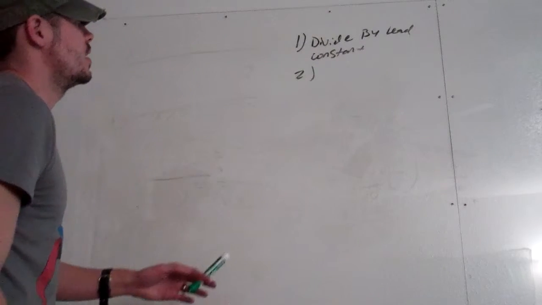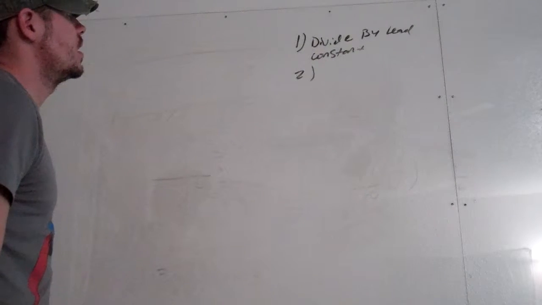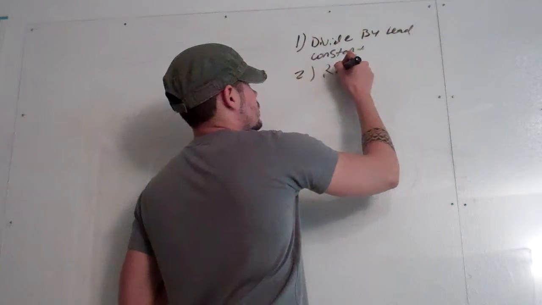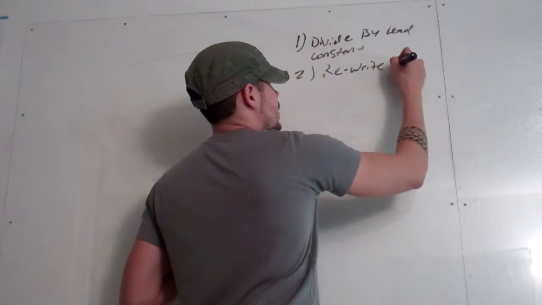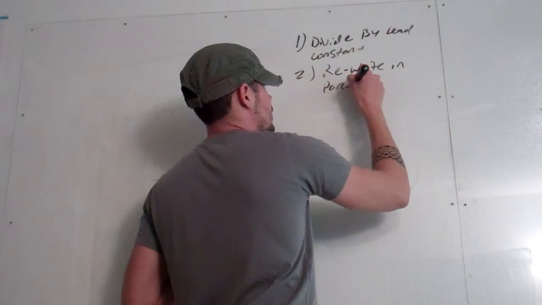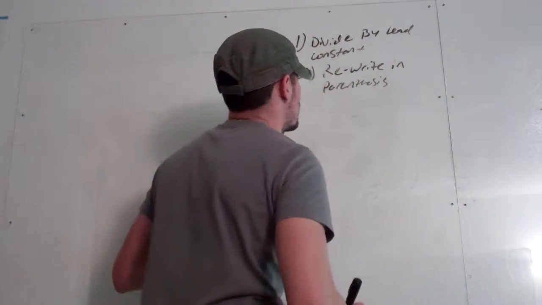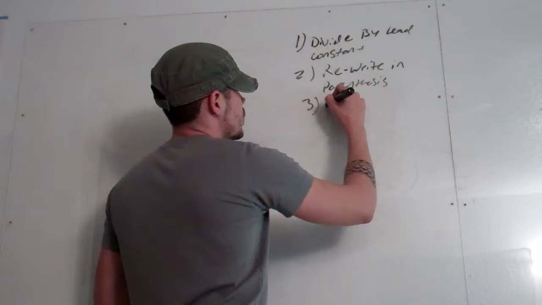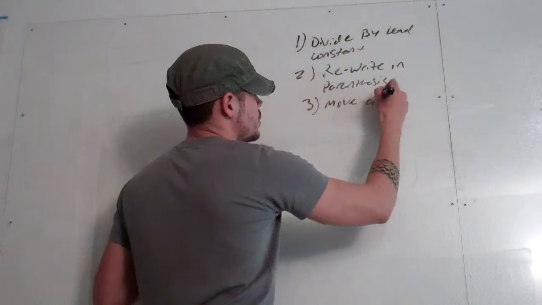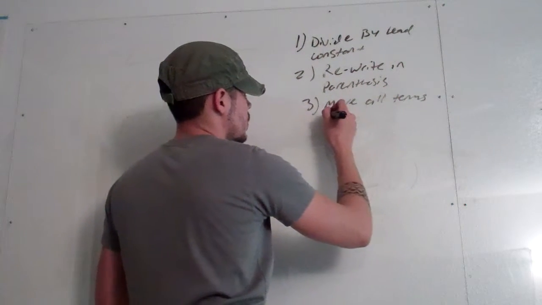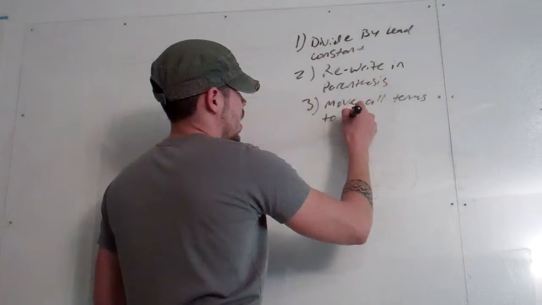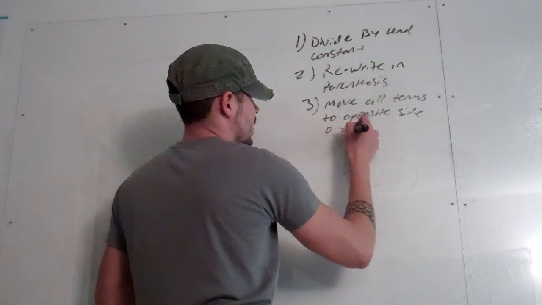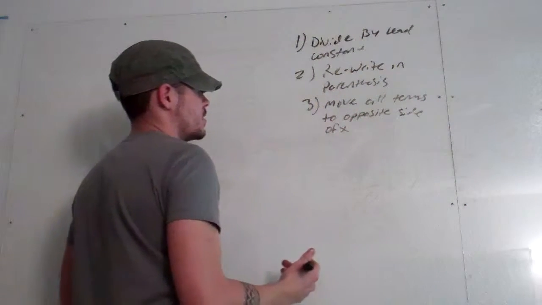And by the way, I didn't even write these steps here. The next step would be rewrite in parentheses. That was the next step that we did. And then move all terms to the opposite side of x, which just means solving for x, right?